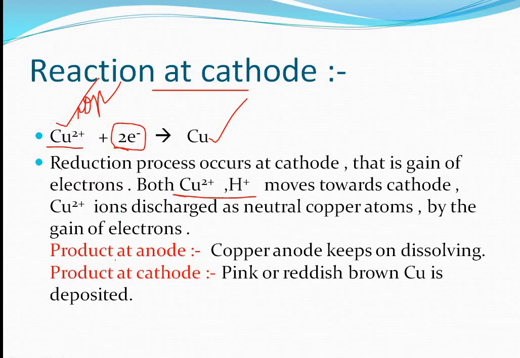So the product at the anode is that the copper anode keeps on dissolving, because it is converted into Cu2+ ions with the release of 2 electrons. That is the process of oxidation occurring there. The product at the cathode is pink or reddish-brown copper atoms deposited over the cathode metal. So this occurs at the cathode part.